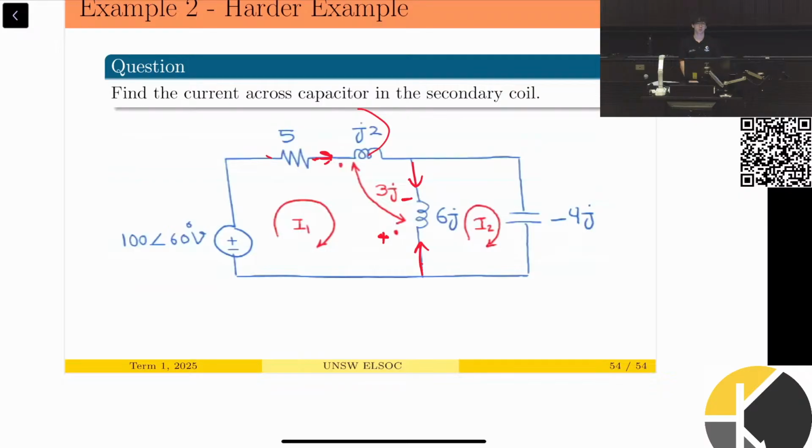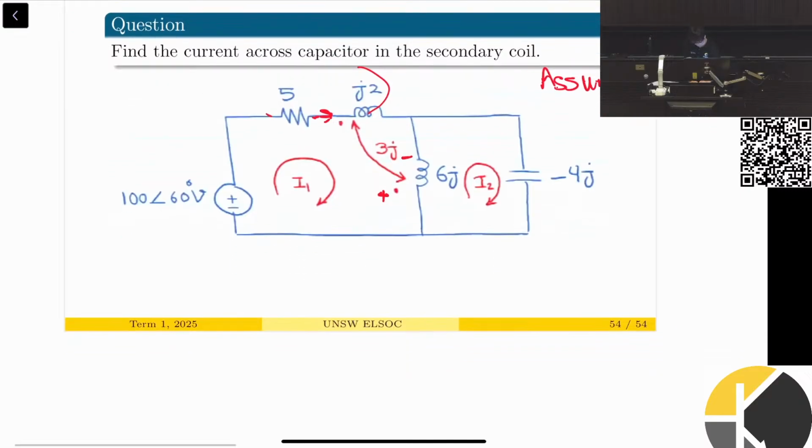So to solve this question, I need to make an assumption. I need to assume that either I1 is greater than I2 or I2 is greater than I1. In this case, I'm going to say that I1 is greater than I2. So that means that the current will have a net direction from positive voltage to negative voltage, and this current will be I1 minus I2.